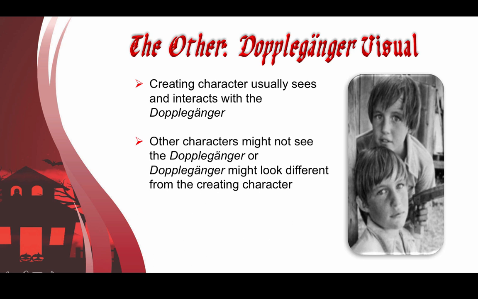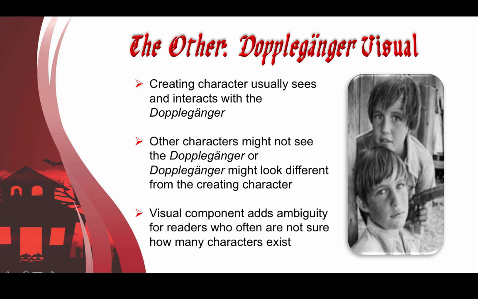Now, as Weber says, other characters might not see the doppelganger at all, or if they do, the doppelganger might not look at all like the creating character. For example, in Dr. Jekyll and Mr. Hyde, other characters do see Mr. Hyde, but he looks completely different than Dr. Jekyll because he's created through a potion that creates physical changes in the character. While in The Other, Niles is the only character who sees Holland, although the reader is led to believe that other characters see him. It's only when we read the novel a second time that we notice that nobody in the book sees Holland in the summer of 1935 except Niles.